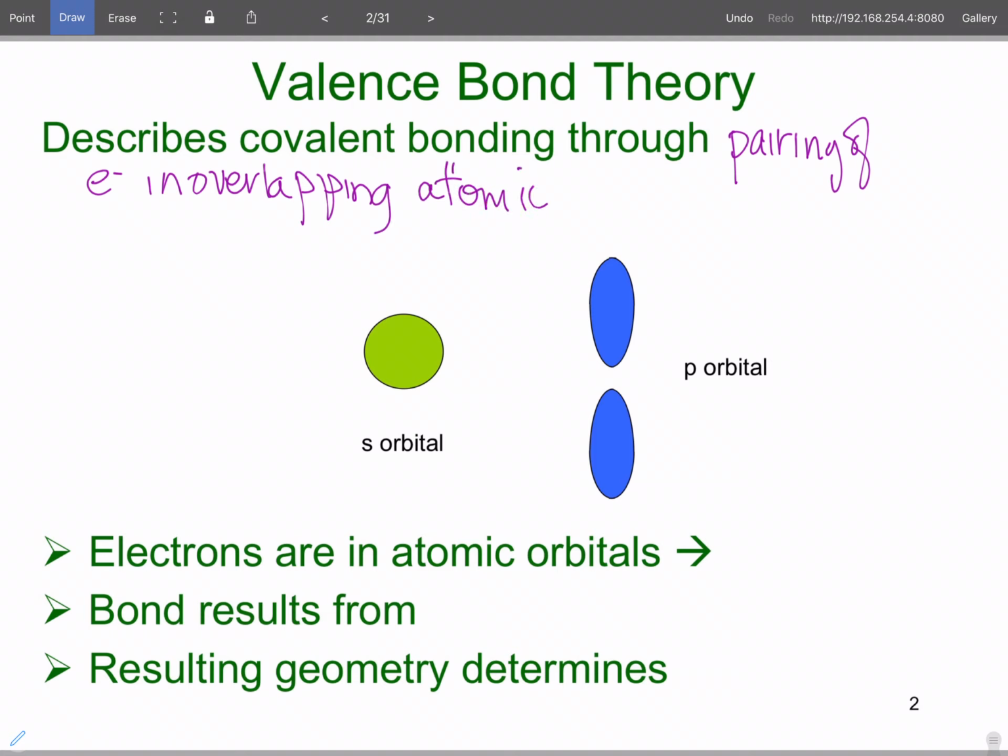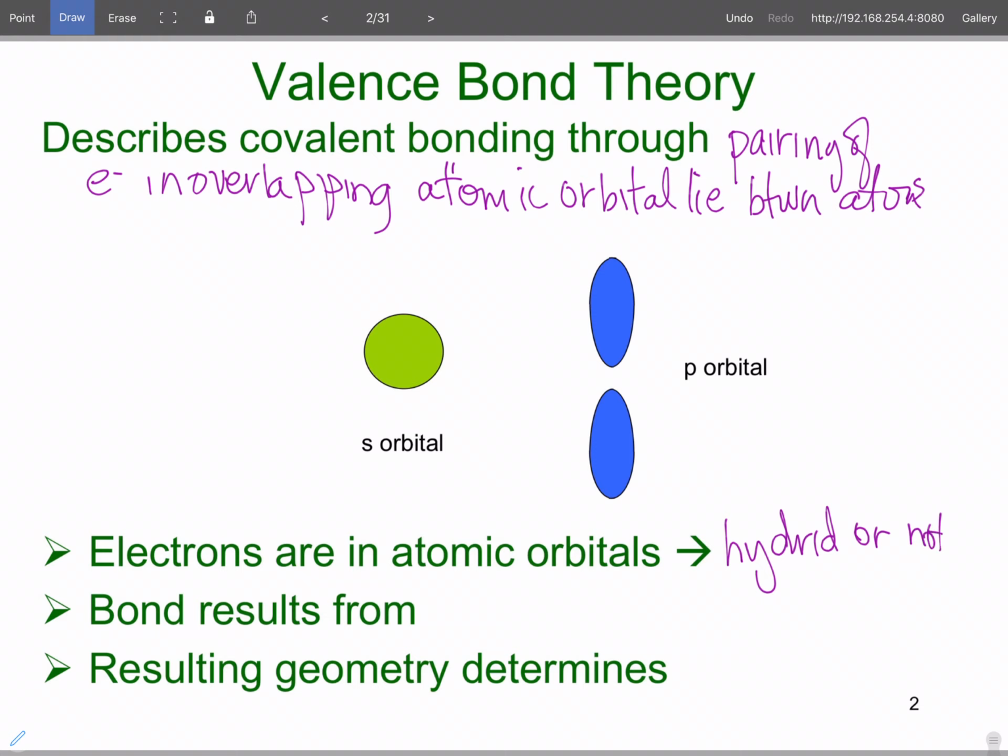And these atomic orbitals lie between the atoms. Okay, so when we look at this, electrons are in the atomic orbitals, and we're going to introduce hybrid orbitals, so it doesn't matter whether they're hybridized or not. The bonds result from the overlap of the orbitals. And the resulting geometry is going to determine the shape.